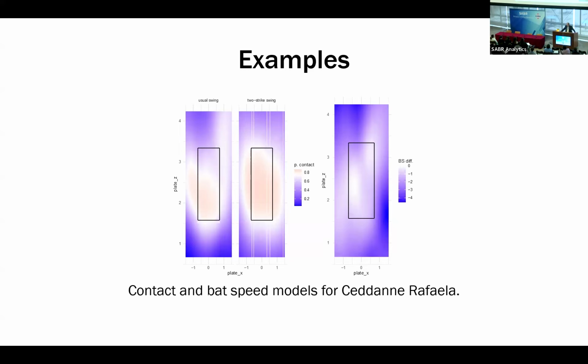Okay, so he is right-handed, I believe. However, in that high and outside corner, he doesn't lose any bat speed. Okay, so that's interesting.